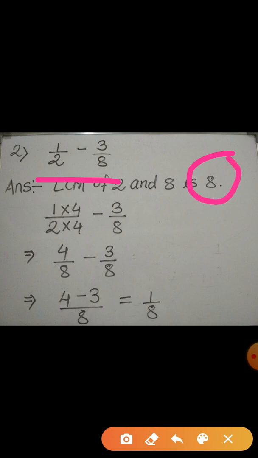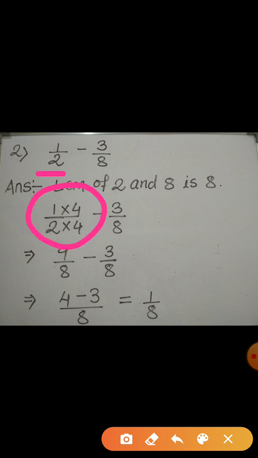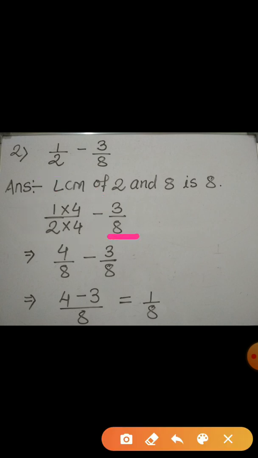Since the LCM is 8, we have to make the denominator of both the fractions 8. But the denominator of the second fraction is already 8, so I have written it as it is. And to make the denominator of the first fraction 8, we have to multiply it by 4. But as you multiply the denominator by 4, you need to multiply the numerator by 4 as well, right? Hence you can see here in the first fraction I have multiplied the numerator and the denominator by the number 4. And the second fraction will come down as it is.